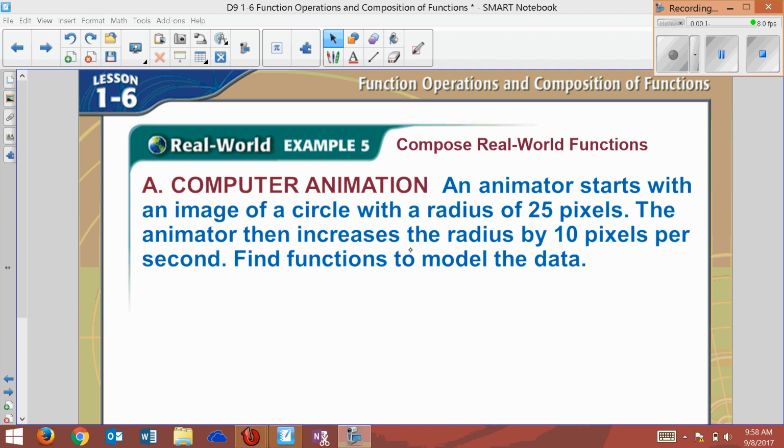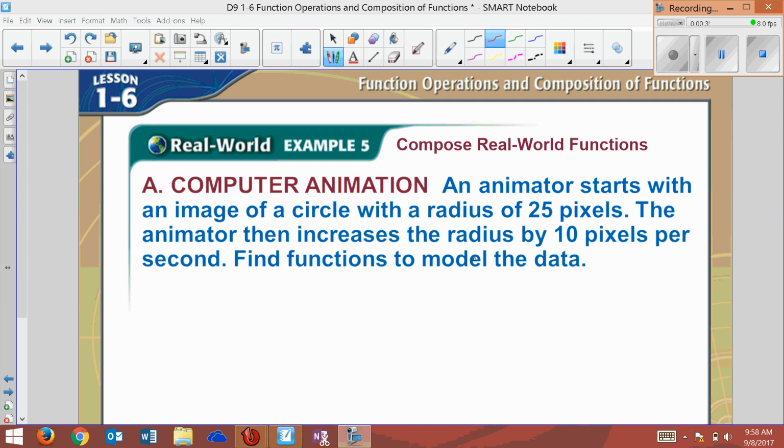You might have read the problem. It says, hey, we have a circle with a radius of 25 pixels. You know, a circle, remember, has height this way, width this way, but it'd be a circle. The animator can increase the radius by 10 pixels per second. It says find the functions and model this data.